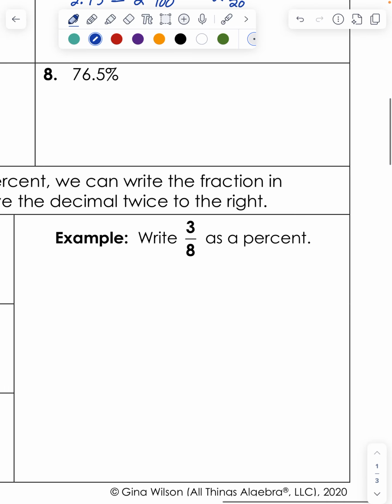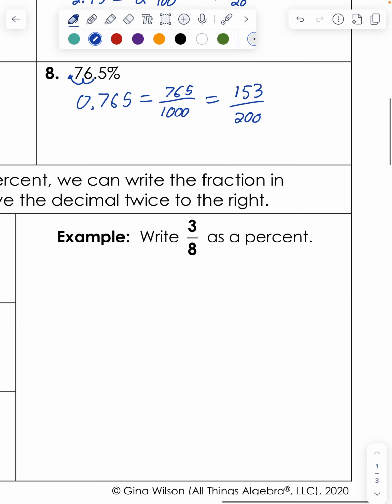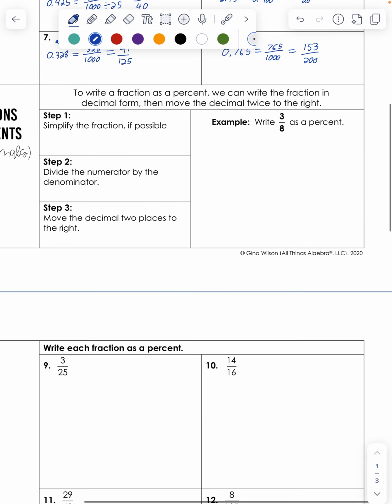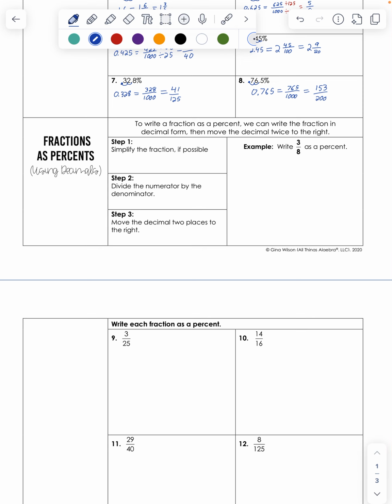Number 8, we have 76.5%, which is going to be 0.765. We move our decimal place over twice. From there, we say this number as 765 thousandths because the 5 ends in the thousandths place. And this, we can divide everything by 5, and we end up with 153/200.